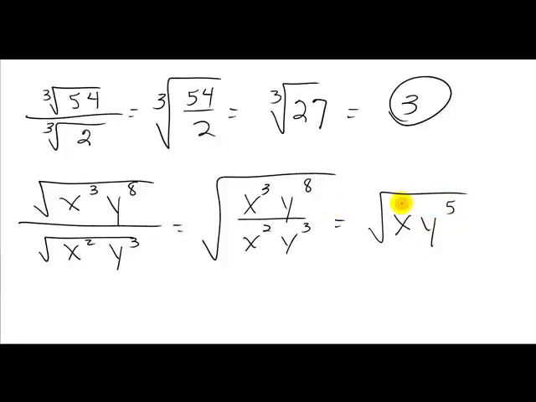Okay. Then I'm looking at, can I simplify this anymore? And I can't simplify the x anymore, but I can simplify the y. So we're going to pull some of the y's out. And when I do that, remember 5 divided by 2. So I've got 5 divided by 2. That gives me 2. So this will be my out exponent. And then I'm going to have a remainder of 1.